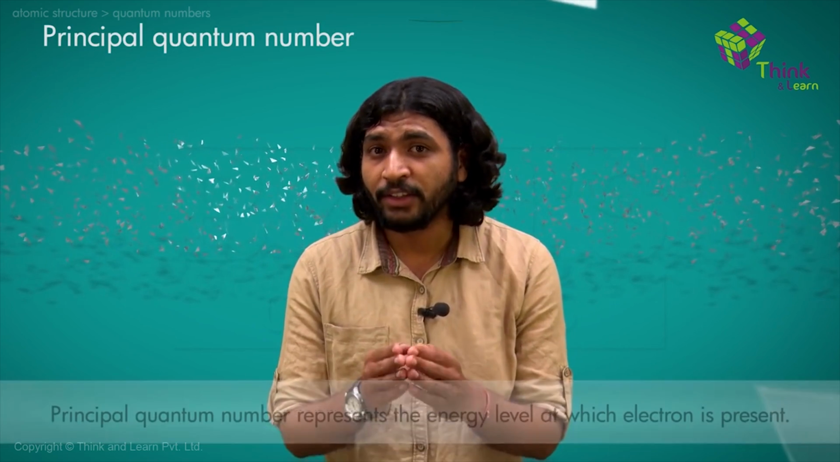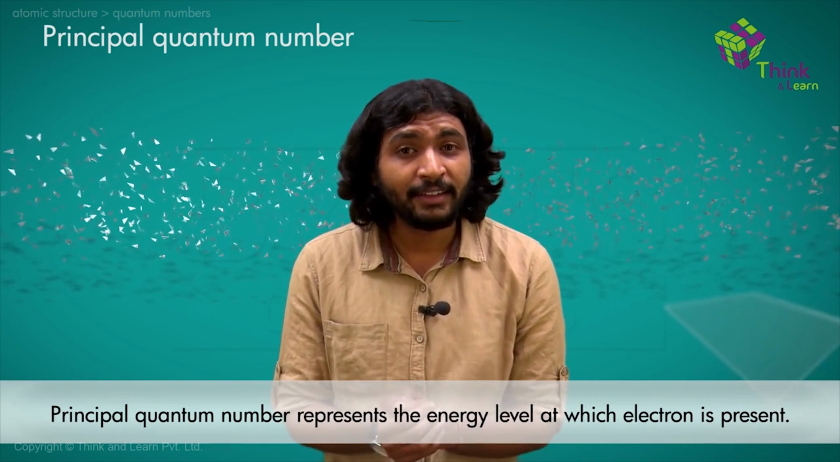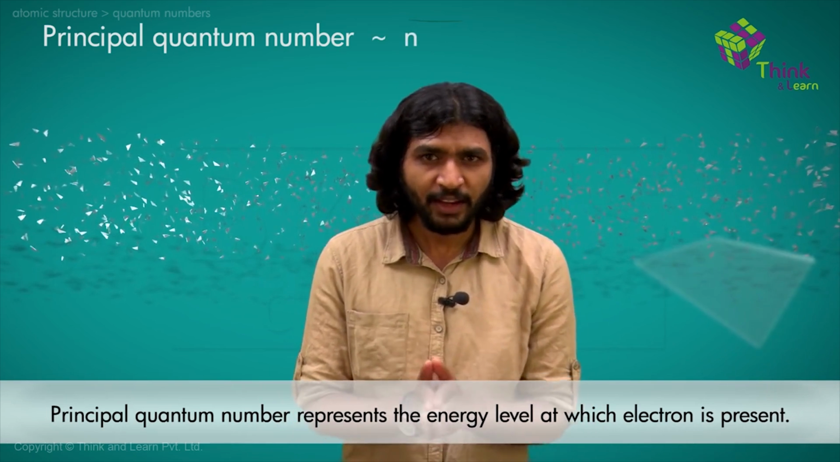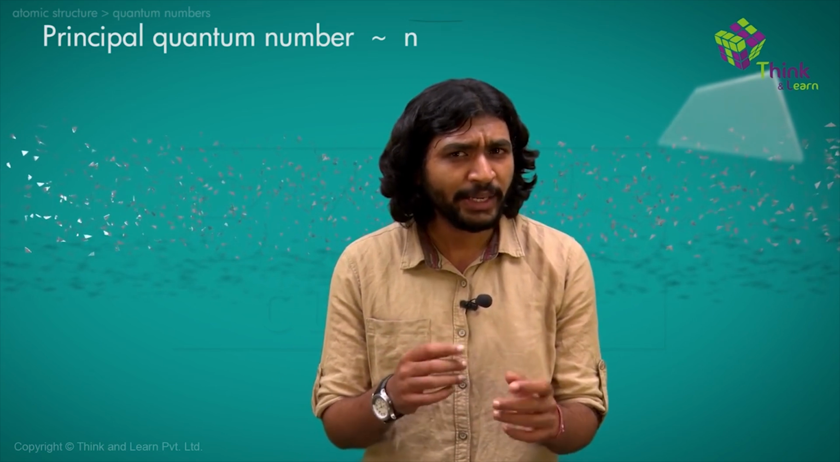Now let's talk about the principal quantum number. Like we discussed, the principal quantum number gives us the energy level at which the electron is present, and this is denoted by the letter N. Now you know that the electron cannot exist around the nucleus without any energy. Can it exist? No, right? Because the energy levels are quantized, so it needs some minimum amount of energy to stay there.